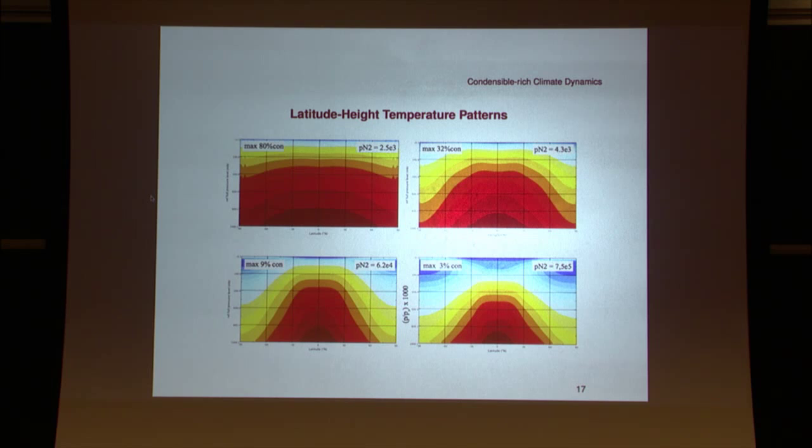This slide indicates the basic behavior. Here we're varying the effective partial pressure of nitrogen from 7.5 bars to 2,500 pascals, so this is more than Earth, this is a little bit less. This is actually similar to Earth.